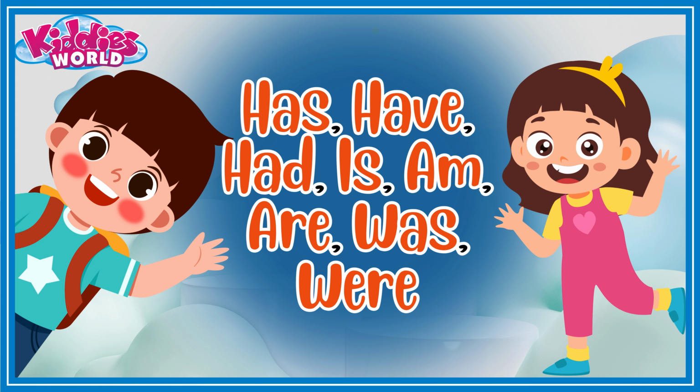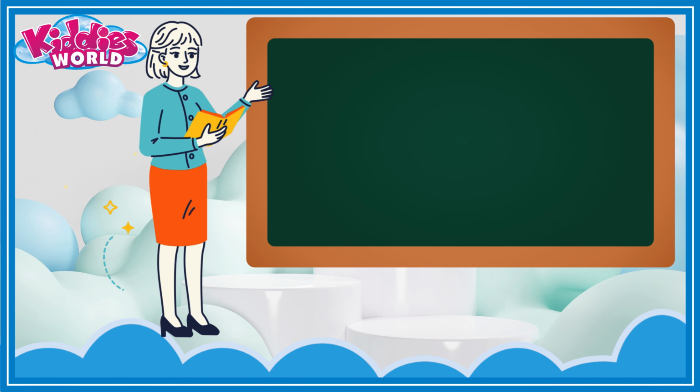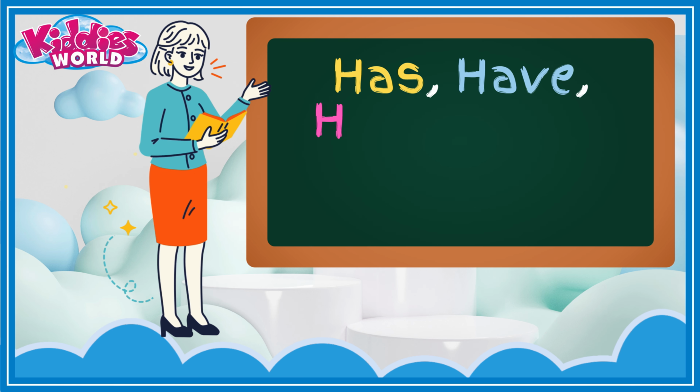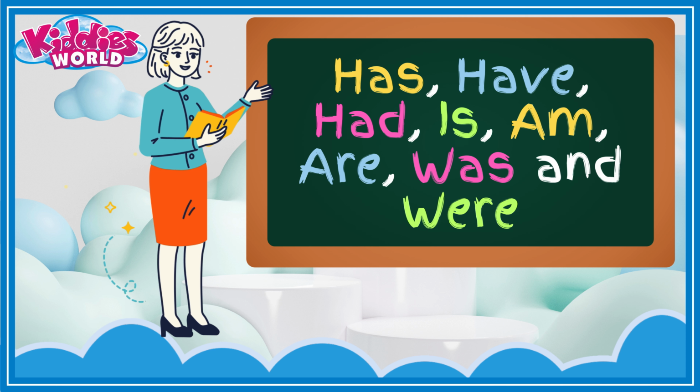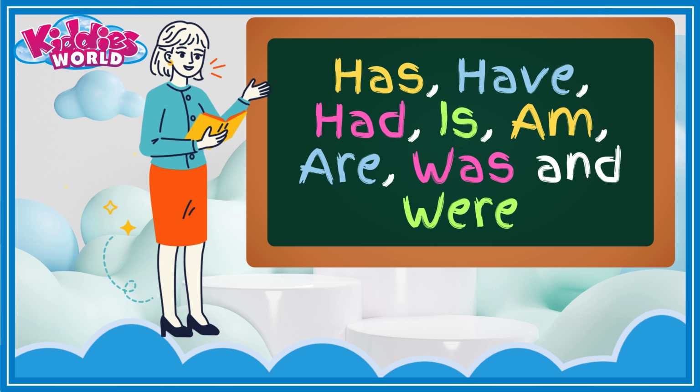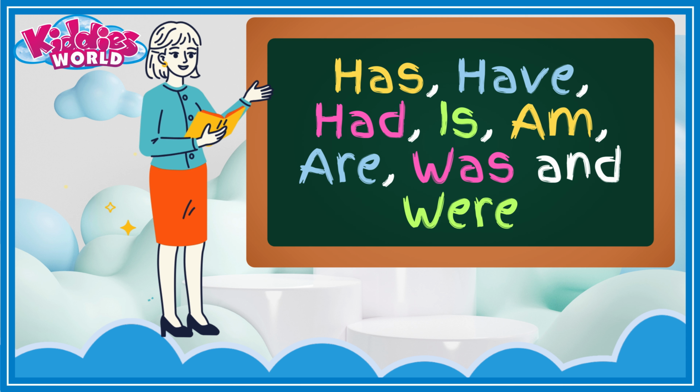आए हैं एक मजेदार और important grammar topic। Has, have, had, is, am, are, was, and were. They help us talk about what's happening now and what already happened. Let's begin our lesson.